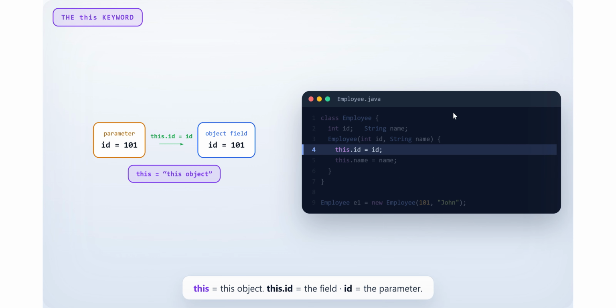Now the keyword that confuses everyone, this. Inside the constructor, the parameter and the field are both called id. Plain id means the parameter. this.id means the object's own field. So this.id = id copies the parameter into the object. this simply means this object.